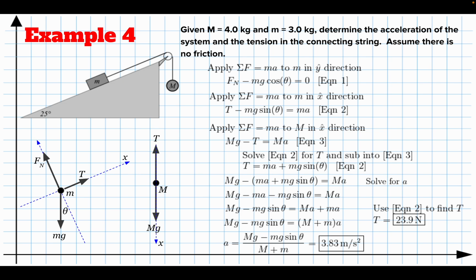So the key here is to make sure that whatever direction the object accelerates, that is the positive x direction. And then apply Newton's laws, you'll get a system of equations which you can then solve for whatever it is you need to find. Okay, that's how you do it.